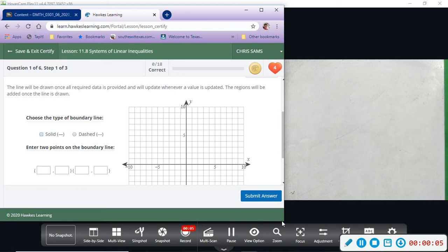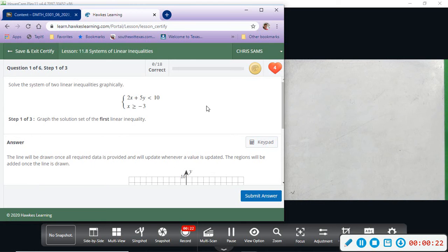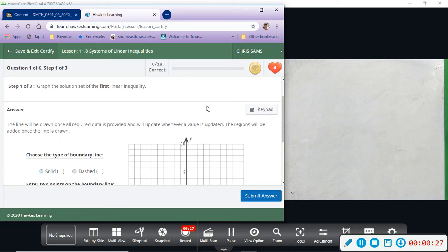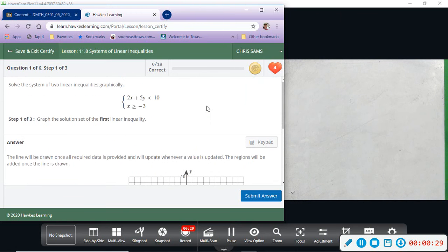Alright, section 11.8. We're going to be covering systems of linear inequalities. It's a small section. We've gone over graphing, so if you remember graphing, then this will not be too difficult for you. So here we have these two inequalities, and we want two ordered pairs. Since they have it in standard form, it's going to be best to find the intercepts.